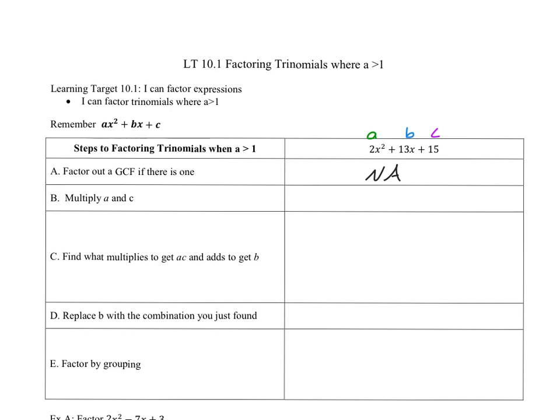So step B, whatever you want to call it, it says to multiply A and C. So I'm going to take A and I'm going to multiply it by C, which is 15. And I get 30 from that, right? Okay.